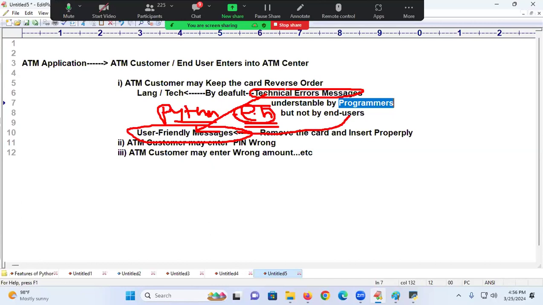By default, technologies are giving which message when the user enters wrong input? By default, the end user enters what input? Wrong input. Which message is coming? Technical error message. Who will understand those messages? Programmer. Who will not understand? Is it required? Is it recommended in industry? No. Recommended to give which messages? So you need to convert what messages to what message? Technical error messages to what?